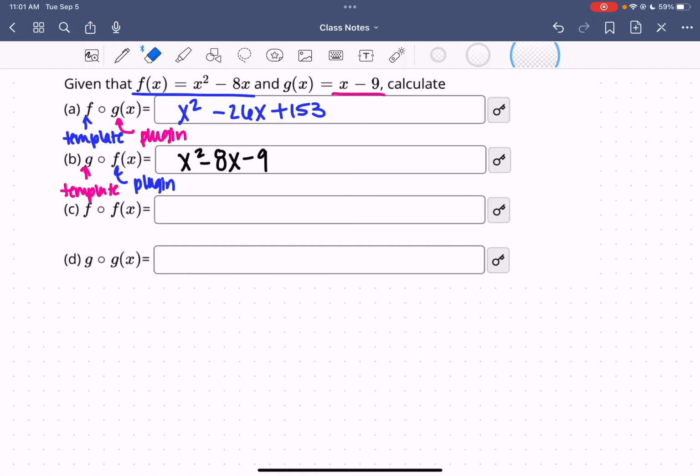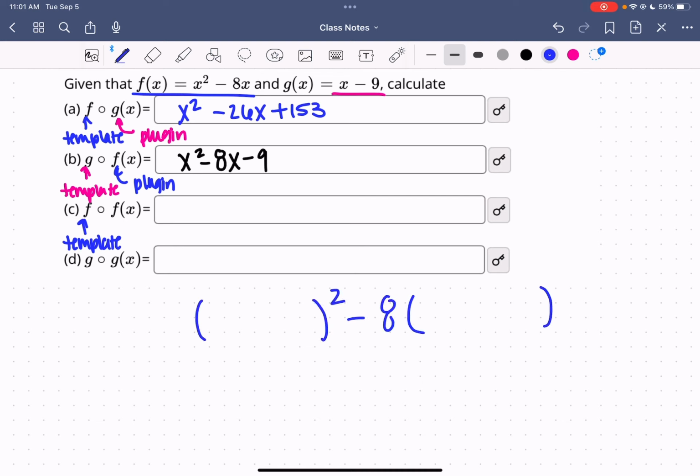Let's look at the next one. That one can be a little tricky. So again, follow your same situation. The first one is your template. So I'm going to rewrite my f equation with blank parentheses anywhere I have an x. And then the second letter, this f right here, is what I'm going to plug in. Even though it's the same equation, I'm kind of plugging into itself. I'm just following my steps.